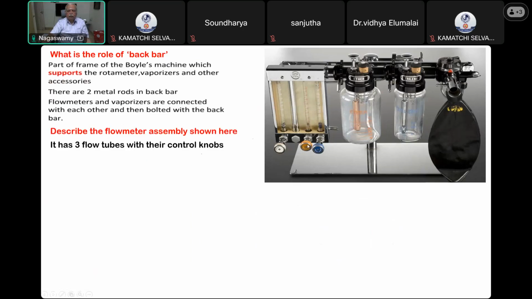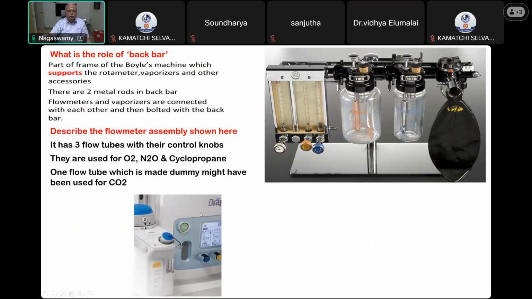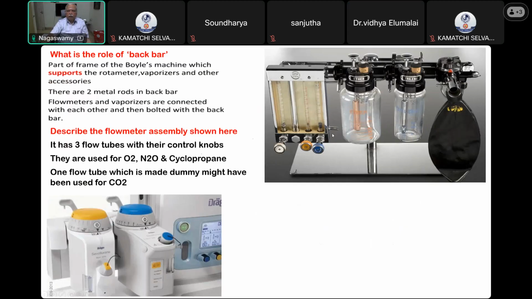What is this now? Cyclopropane. It was used in the olden days. So oxygen, nitrous oxide, and cyclopropane, and this carbon dioxide flow meter has been dummied here, one flow tube made dummy for probably carbon dioxide. And compared to the older machines, here you have two vaporizers attached. What is the difference between these two?